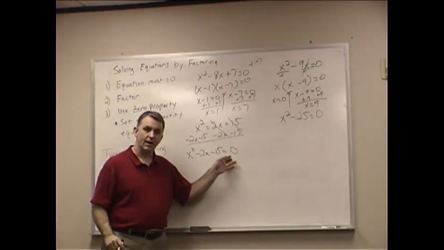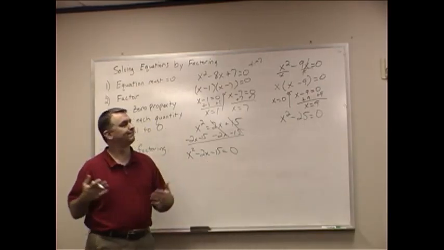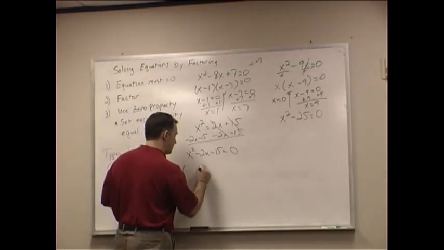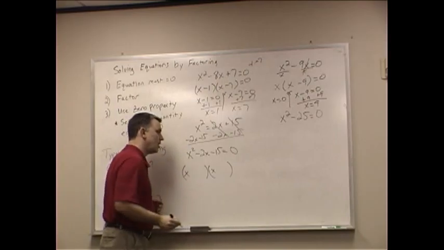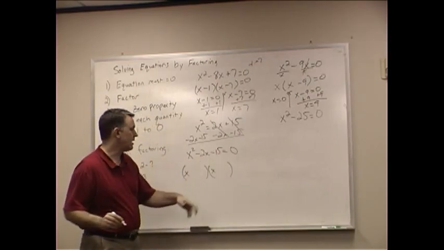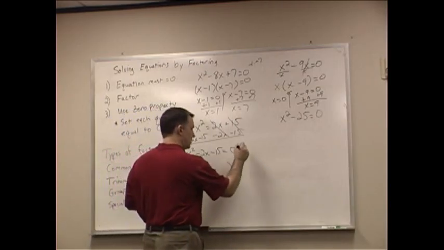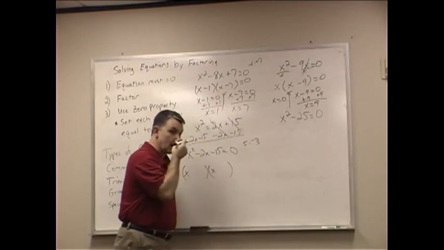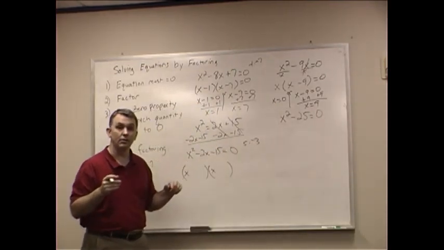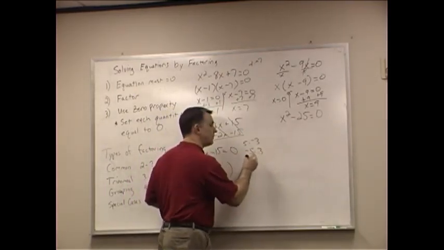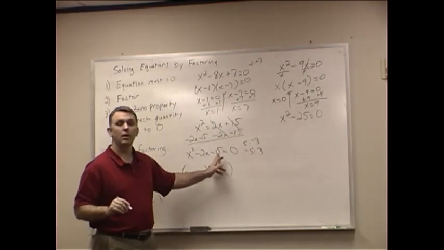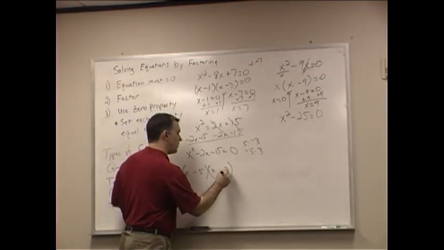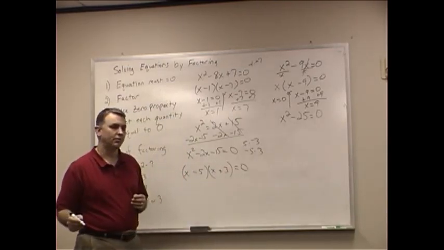All right, now I've got this. Check for common factoring. No common factoring. Let's try trinomial on it because there's 3 parts there. x and x. Are there any factors of negative 15 that add up to negative 2? Well, let's see. 5 times negative 3, that's negative 15, but that adds up to positive 2, doesn't it? So let's use negative 5 times 3. Negative 5 times 3 multiplies to negative 15, and when you add it, it adds up to negative 2. Minus 5 plus 3. I'm going to bring down my equals 0.